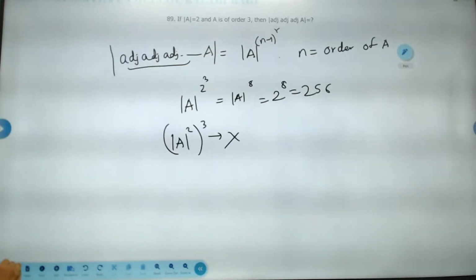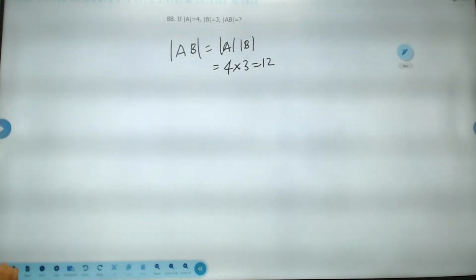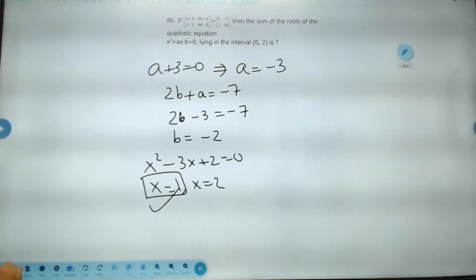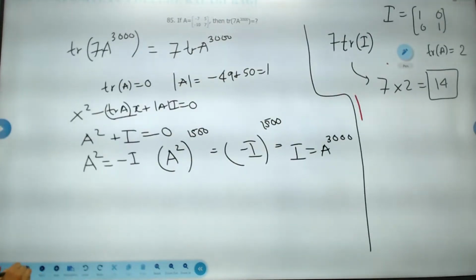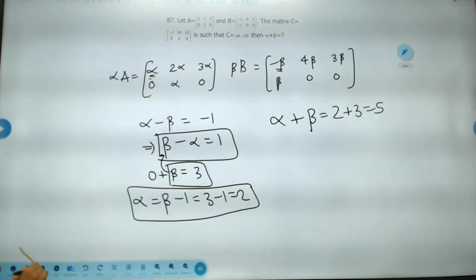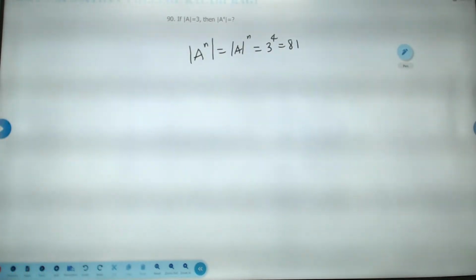I hope we have not left out any question. Just let me check. Okay, so I think we have discussed all the questions. So hope you have understood everything.